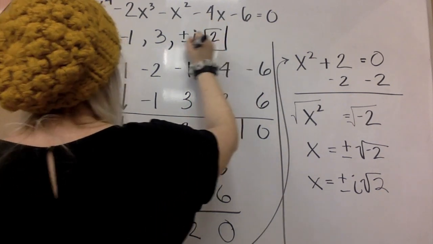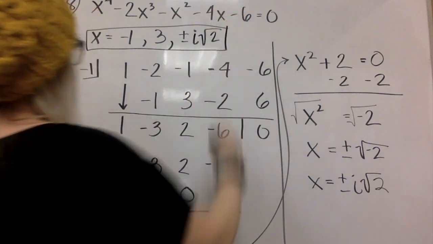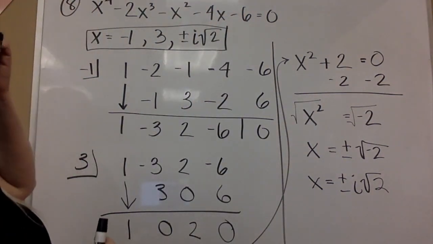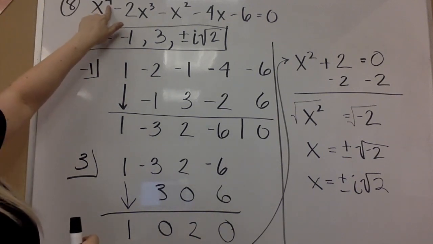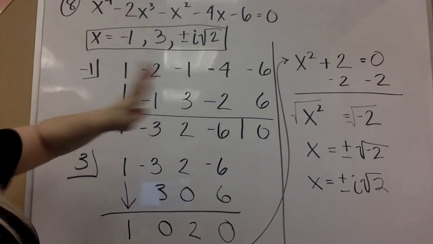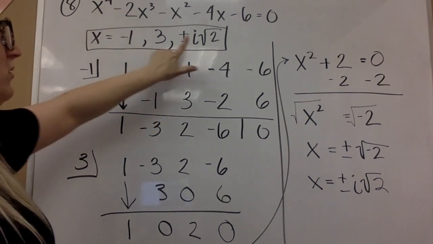So your answer for your last one is going to be x is negative 1, 3, and plus or minus i√2, because I have a 4 up here, and the theorem tells me that I should have 4 roots. So 1, 2, 3, 4.